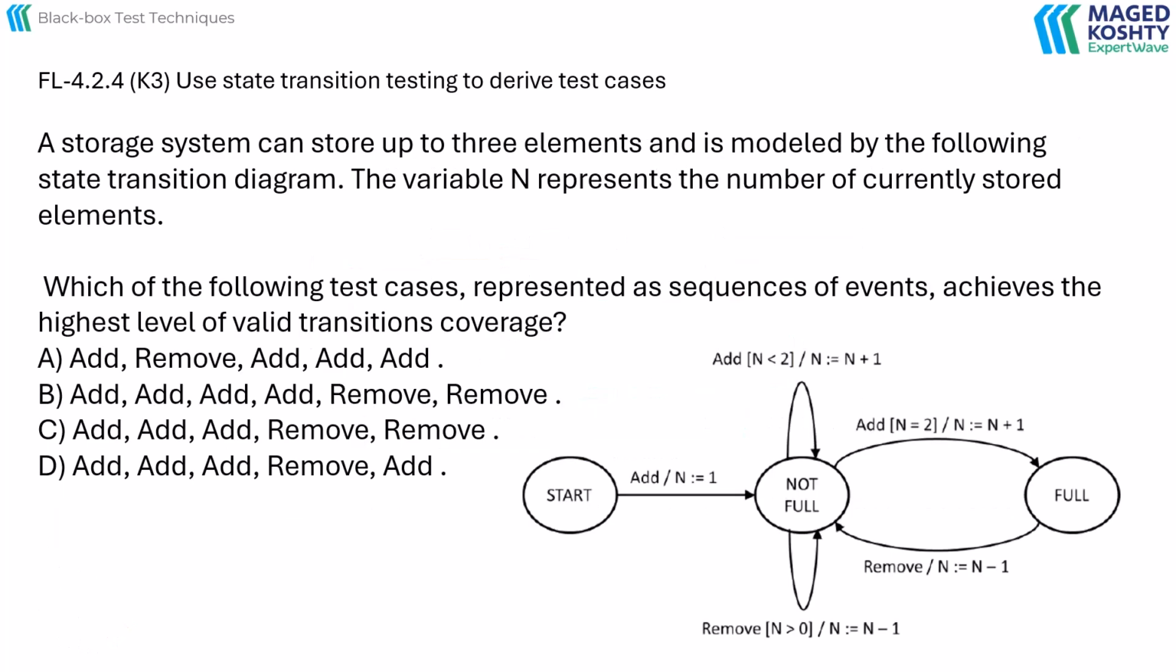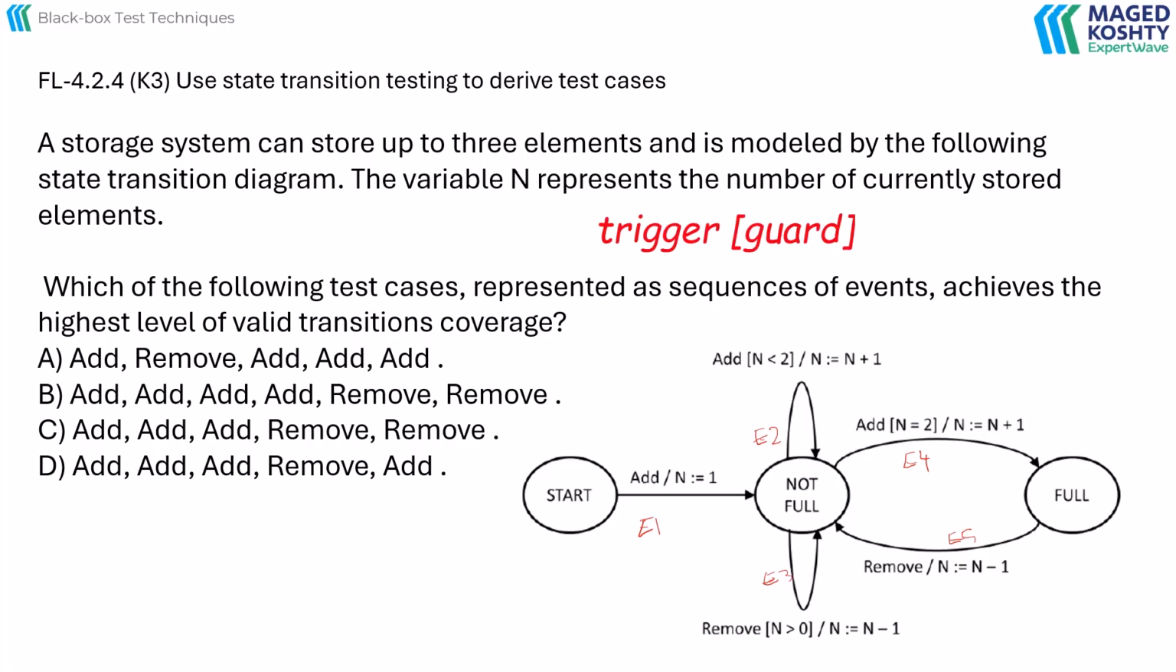Second question. A storage system can store up to 3 elements and is modeled by the following state transition diagram. The variable n represents the number of currently stored elements. Which of the following test cases, represented as sequences of events, achieves the highest level of valid transitions coverage? We have 5 transitions, so let us mark them with E1 to E5 to make it easy for us.